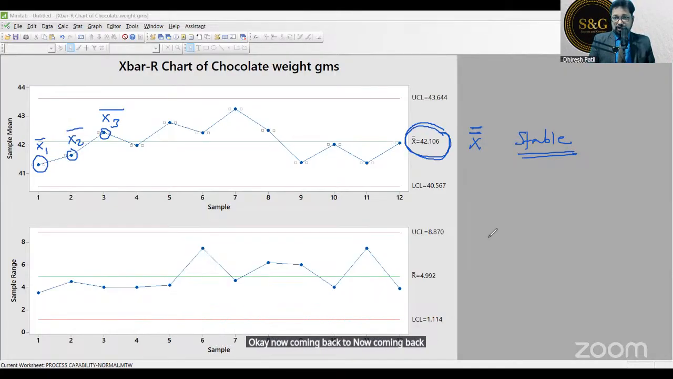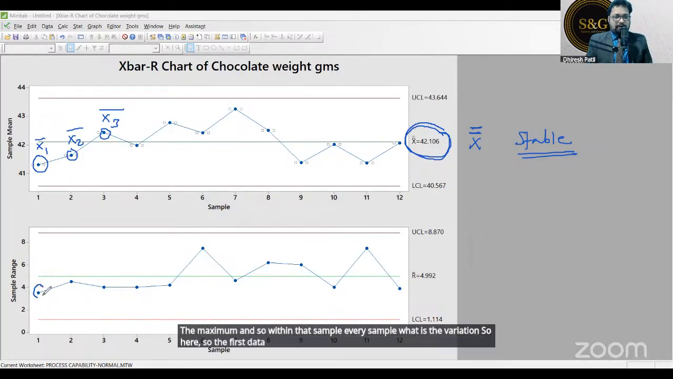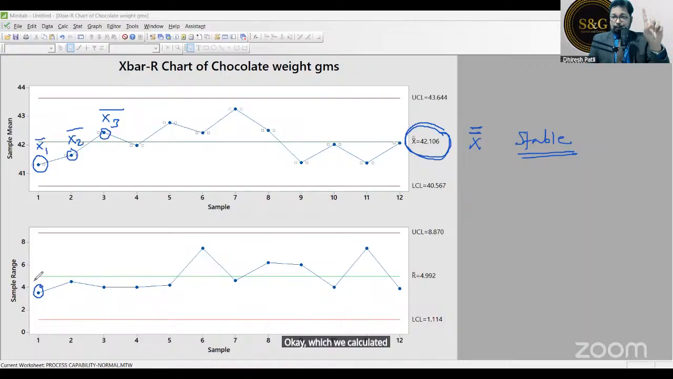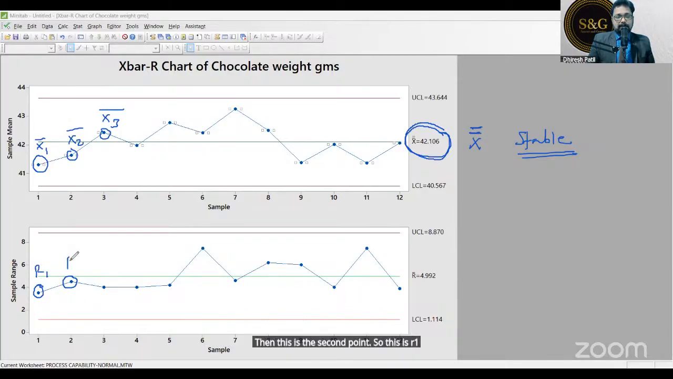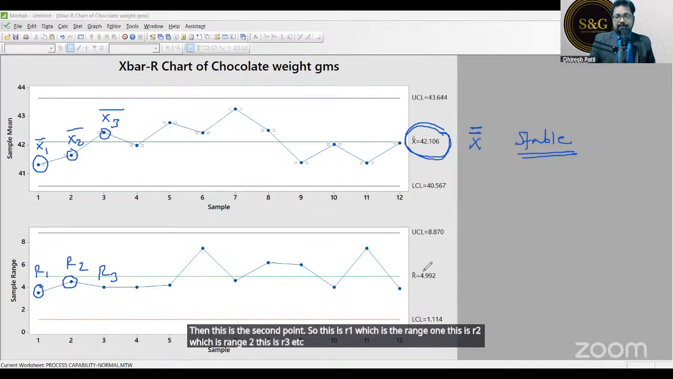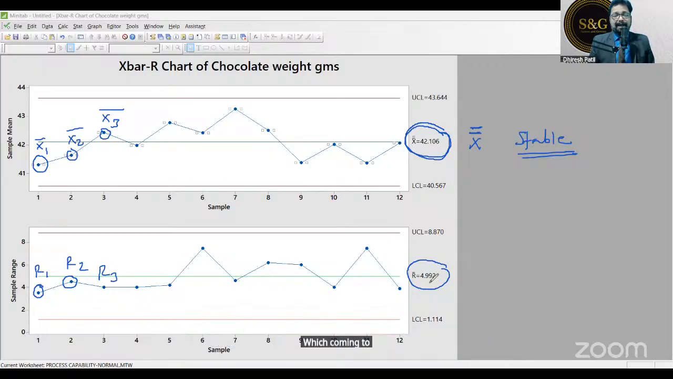the range, the maximum, and so within that sample, every sample, what is the variation? So here, the first data point is the range of the first sample, which we calculated 3.5. Remember, 3.6 or 3.5 we calculated? So this is the first point, then this is the second point. This is R1, which is range 1. This is R2, range 2. This is R3, etc. And then we have taken the average of all the ranges, which is called R bar, which is coming to 4.992.